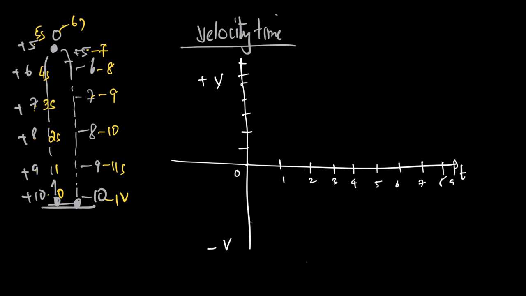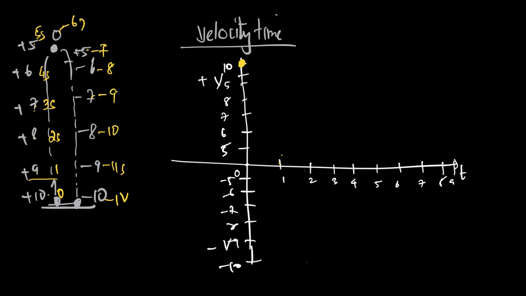So 10, 9, 8, 7, 6, 5, 4. Okay, so there's 5, 6, 7, 8, 9, and 10. We have minus 5, minus 6, minus 7, minus 8, minus 9, and minus 10. So what is the first point? 0, 10. All right, 0, 10. Second point is 1, 9.